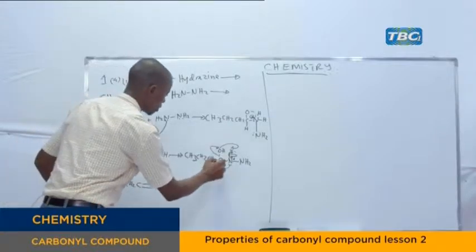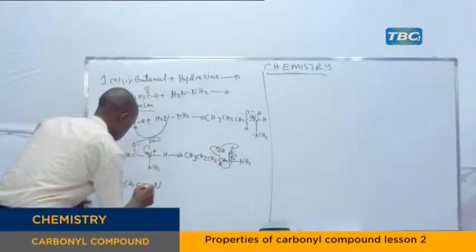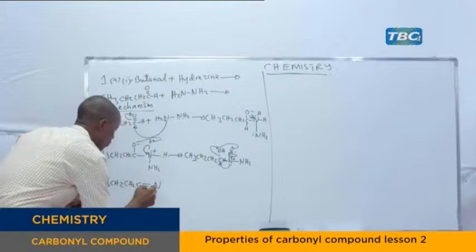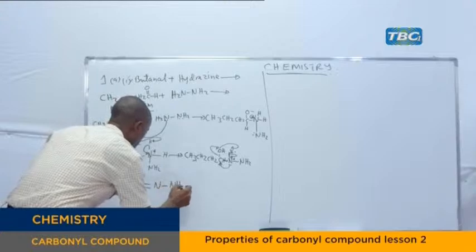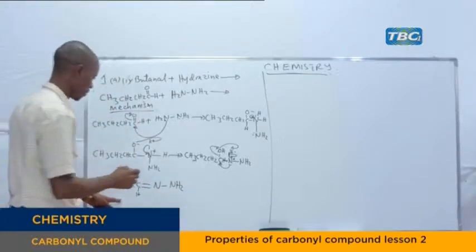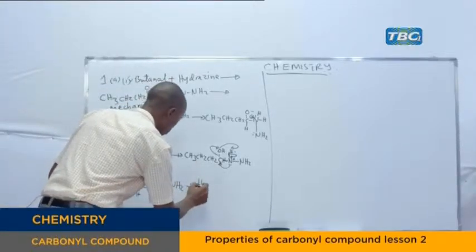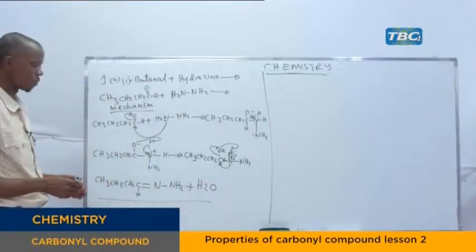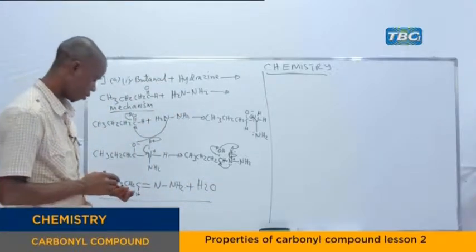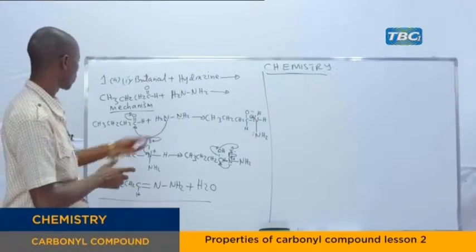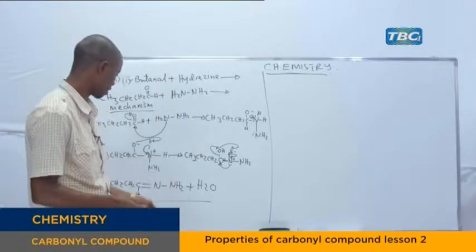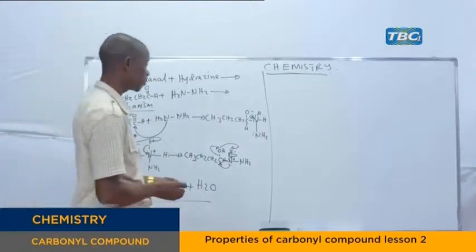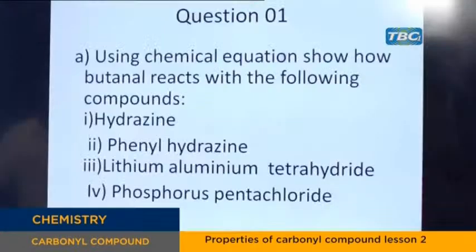Remember, there are hydrogen atoms there. As you can see, and that one forms water. So that is the product that is formed when butanal reacts with hydrazine. This is hydrazone. It is very simple for you to do that equation. From there, we can go to the second one.